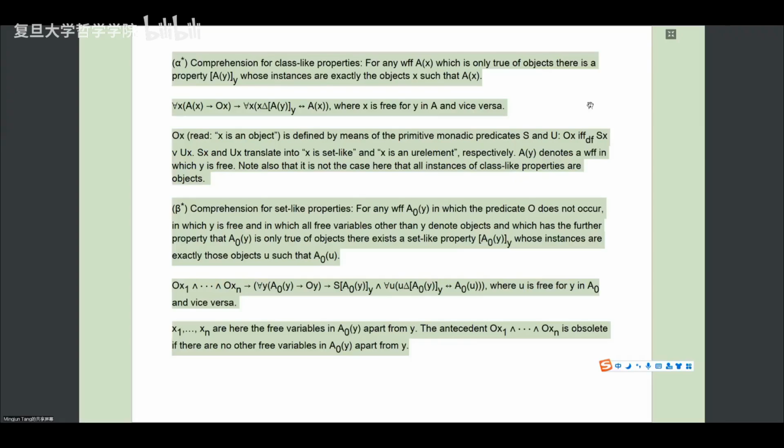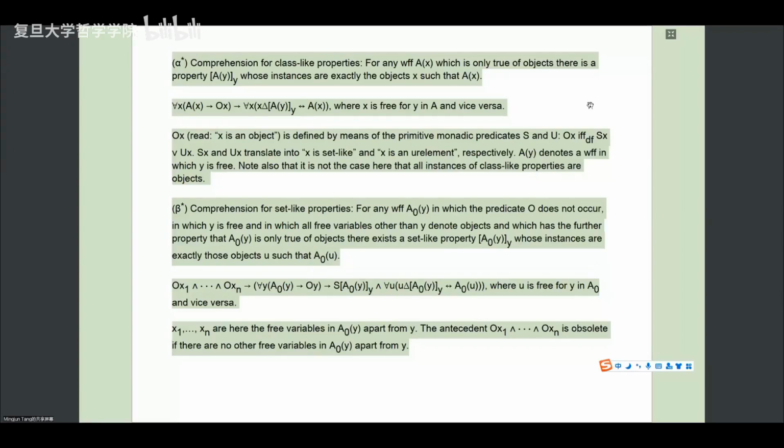Then we have beta asterisk, a comprehension for set-like properties: for any A0 of y, in which the predicate O does not occur, in which y is free and in which all free variables other than y denote objects, and which has the further property that A0 of y is only true of objects, there exists a set-like property, being a y such that A0 of y, whose instances are exactly those objects u such that A0 of u. This is very difficult. We don't need this axiom actually in what I have to demonstrate further on.